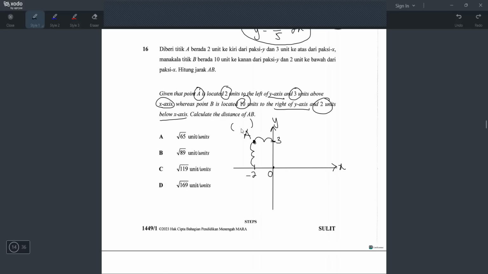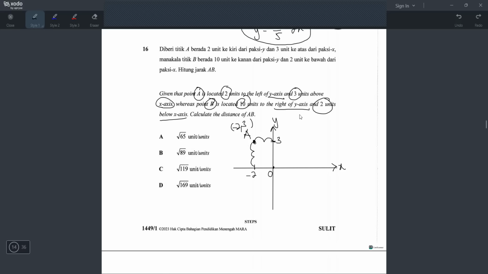And then this will be 3. Do you agree? And then this will be negative 2, 3. Okay, it's because if you are 2 units left of the y-axis, it means your x-coordinate is definitely negative 2. And then since the value here is 3, it means the value here is 3. That's why the y-coordinate is 3. So it makes sense, right? Okay, let's go to point B.